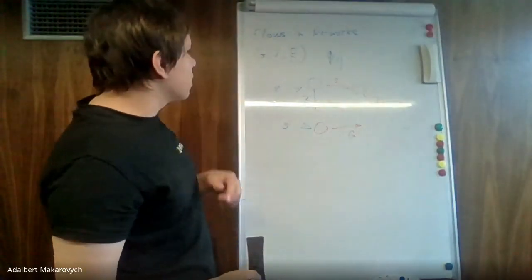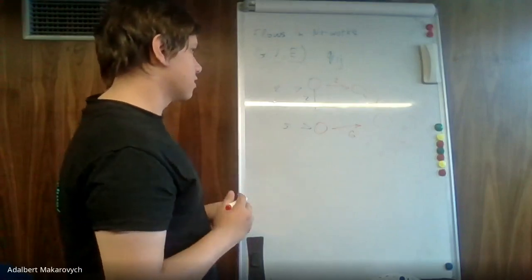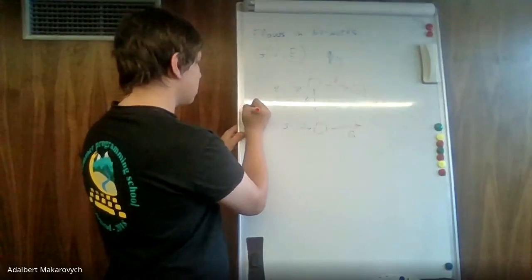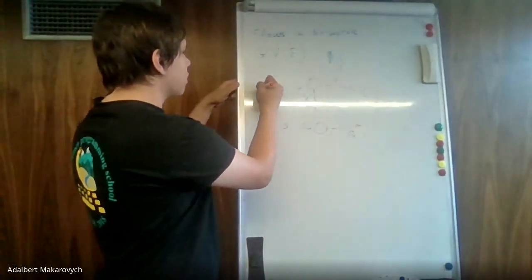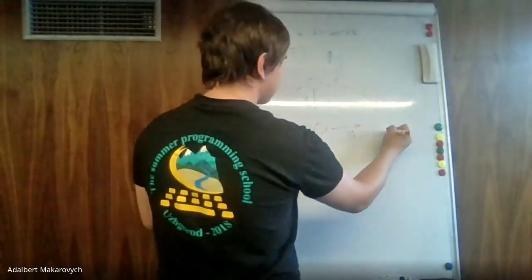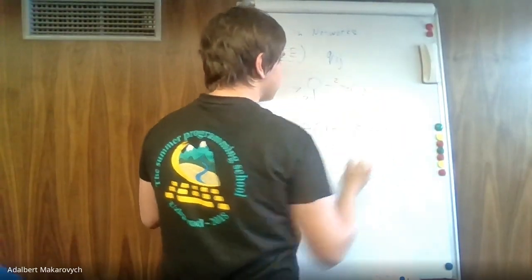So in the network we have two special vertices. One is called the source, and we mark it with the letter S, and one is called the sink. We mark it with the letter T.